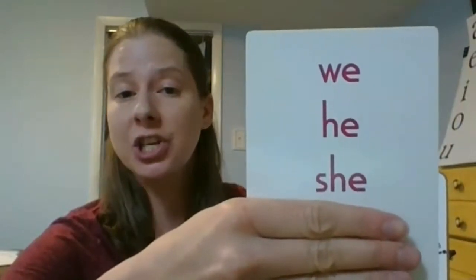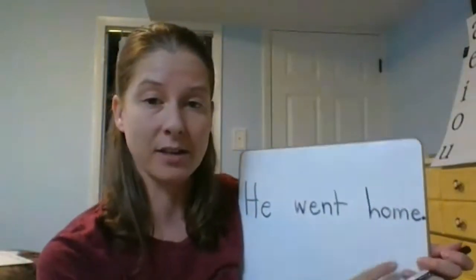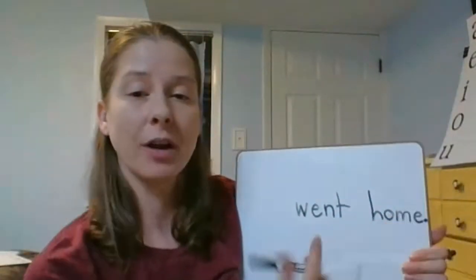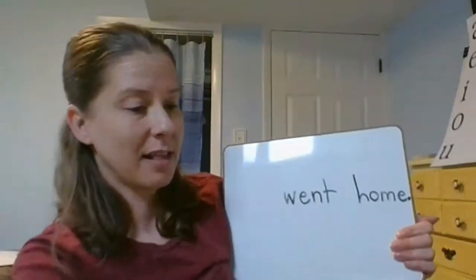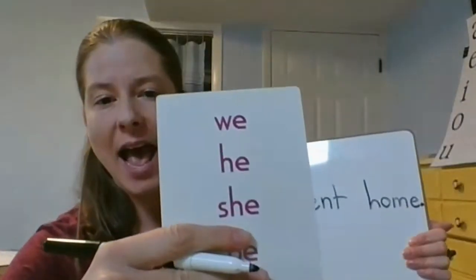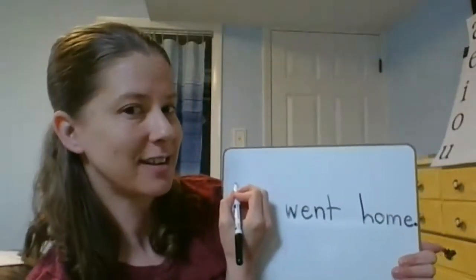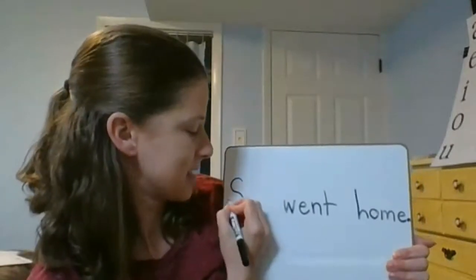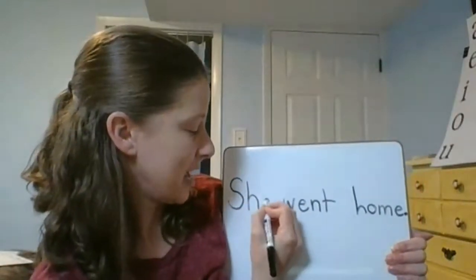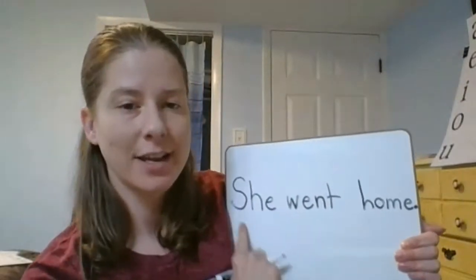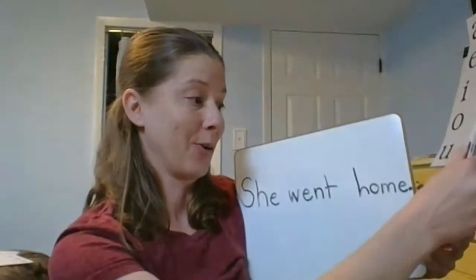All right, we got one more sentence to do. And it's with the last one we're focusing on today. She. She went home. So, again, we erase that first word. And we're going to put she. Let's look at that again. How do we spell it? S-H-E. She. What kind of S goes first? That's right. Capital. S-H-E. She went home. And we would scoop it. She went home. Great job. We'll look at different snap words tomorrow.